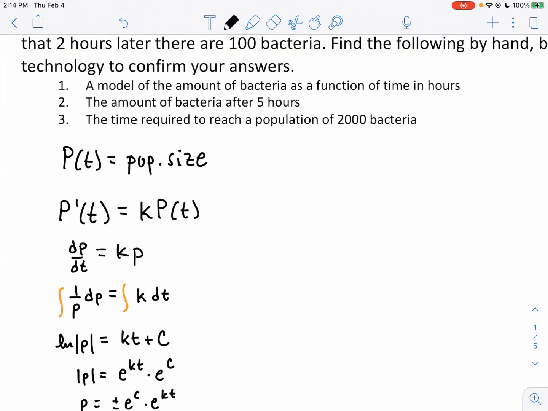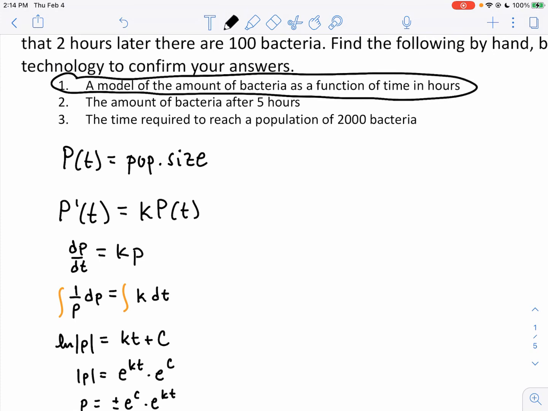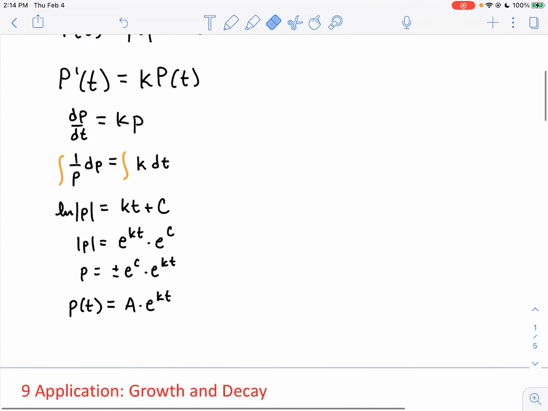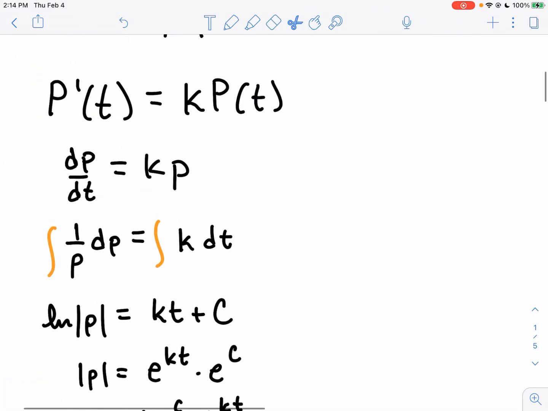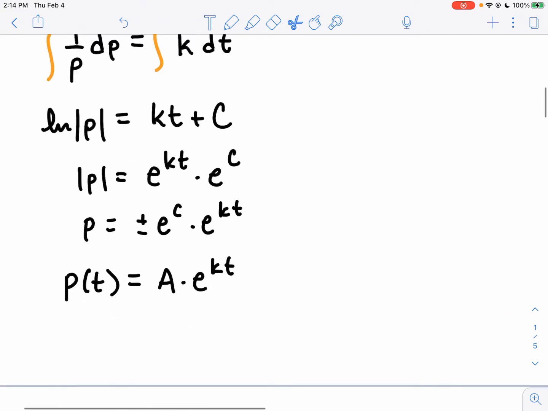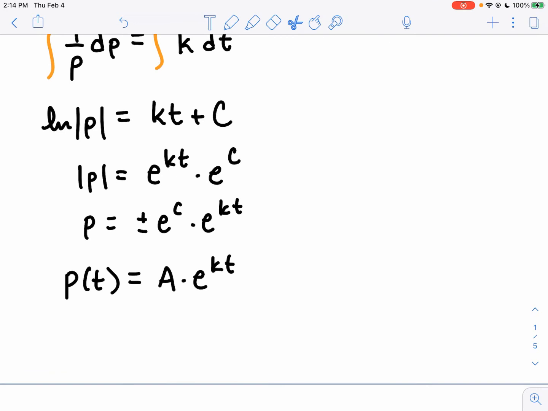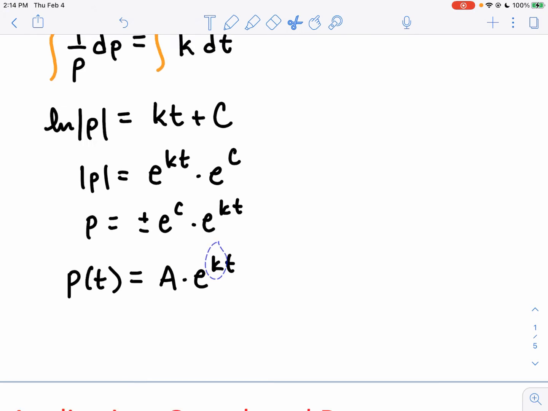All right, so here's the beginning of a model of the amount of bacteria as a function of time in hours. However, there are two unknowns about it. There are two things that make this general. We were never told what this constant of proportionality was to begin with. It's just some constant. So we don't know what k is, and we need to know what A is. Once I find these two values, then I'll have a particular solution.